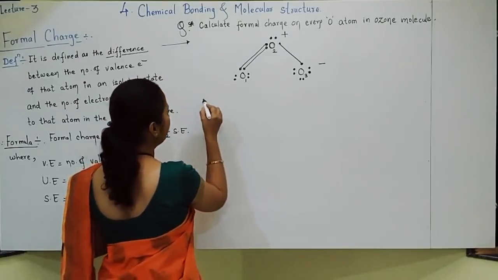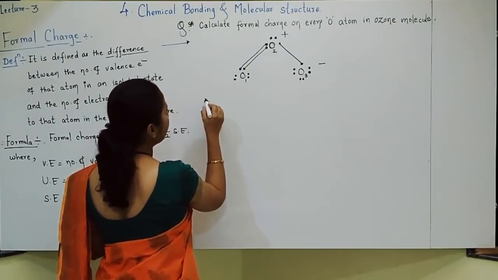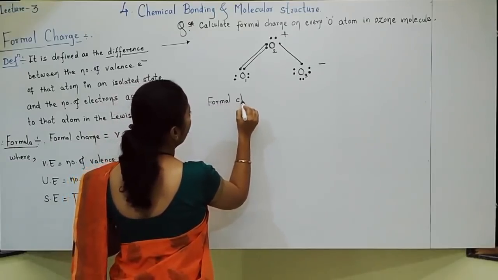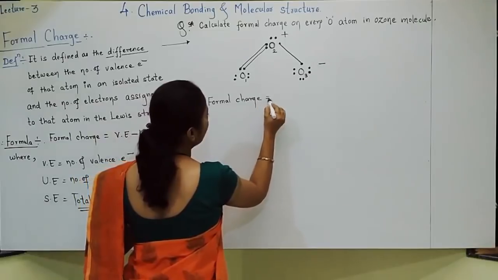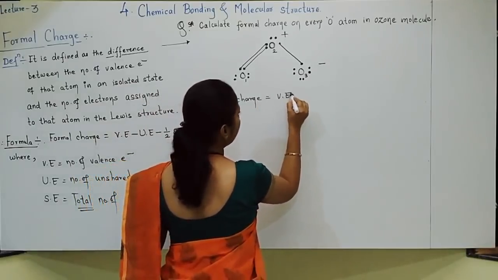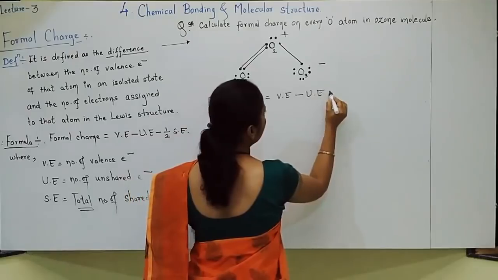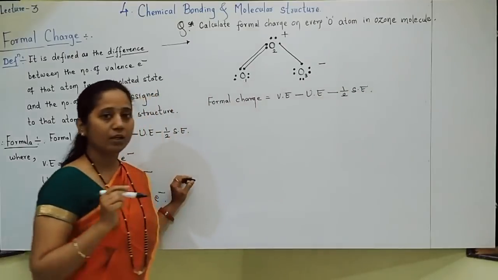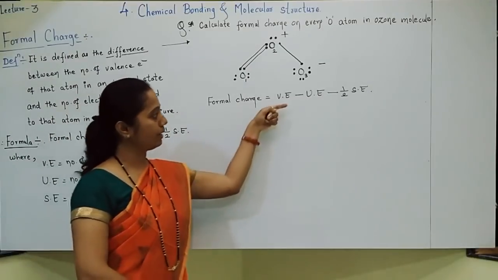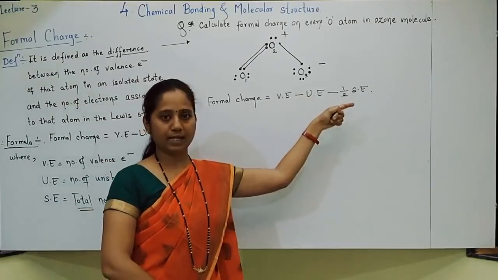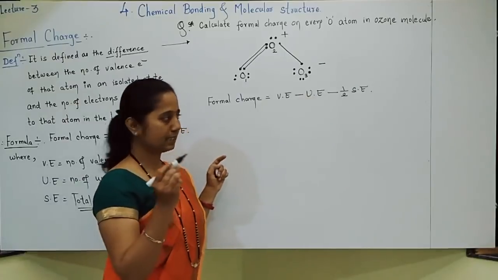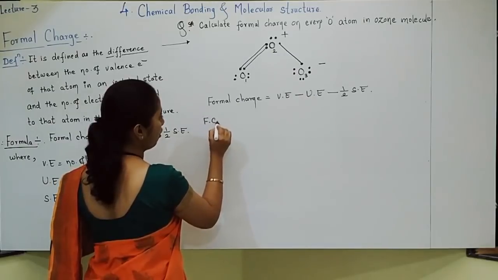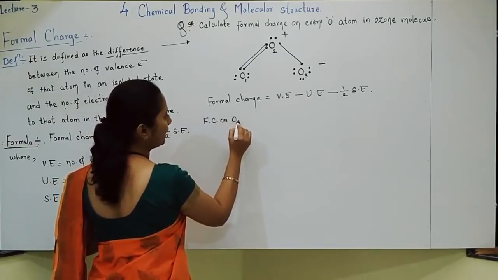Okay, see here. Whenever the question is asked, only once, but you must write the formula. Formal charge is equal to, what is the formula? VE minus UE minus half SE. You must write down below what you mean by VE, UE, SE. Okay, let us calculate. Now see here, formal charge on O1 I am writing.